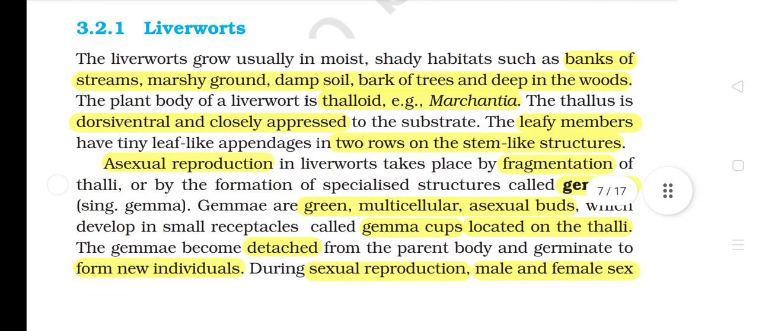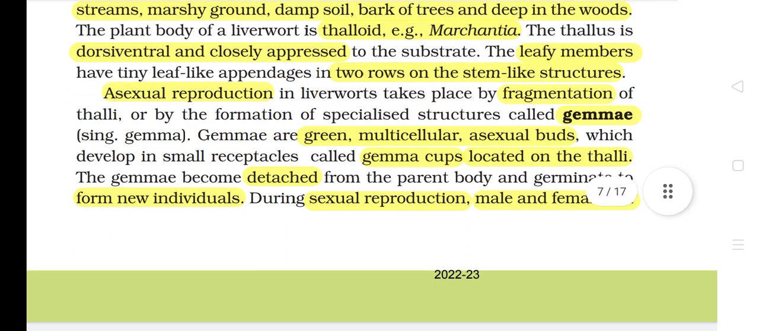3.2.1 Liverworts. The liverworts grow usually in moist, shady habitats such as banks of streams, marshy ground, damp soil, bark of trees, and deep in the woods. The plant body of a liverwort is thalloid, for example Marchantia. The thallus is dorsiventral and closely pressed to the substrate. The leafy members have tiny leaf-like appendages in two rows on their stem-like structures. Asexual reproduction in liverworts takes place by fragmentation of thalli or by the formation of specialized structures called gemmae.